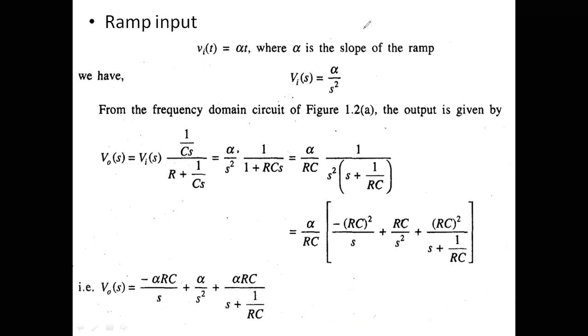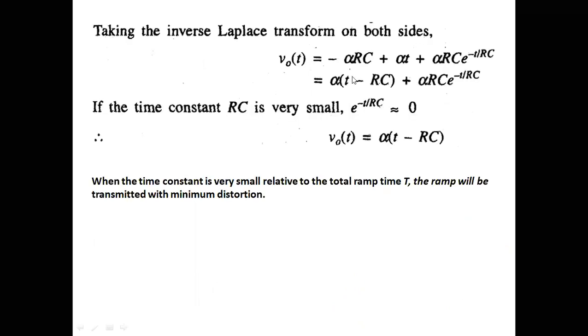So finally, you have the three terms. The first term is minus alpha RC, then alpha t, then alpha RC into e power minus t by RC. This is your output expression. If you take the inverse Laplace transform of the previous equation, you get this expression. In this expression, you have taken alpha as common. So this is your final output voltage.